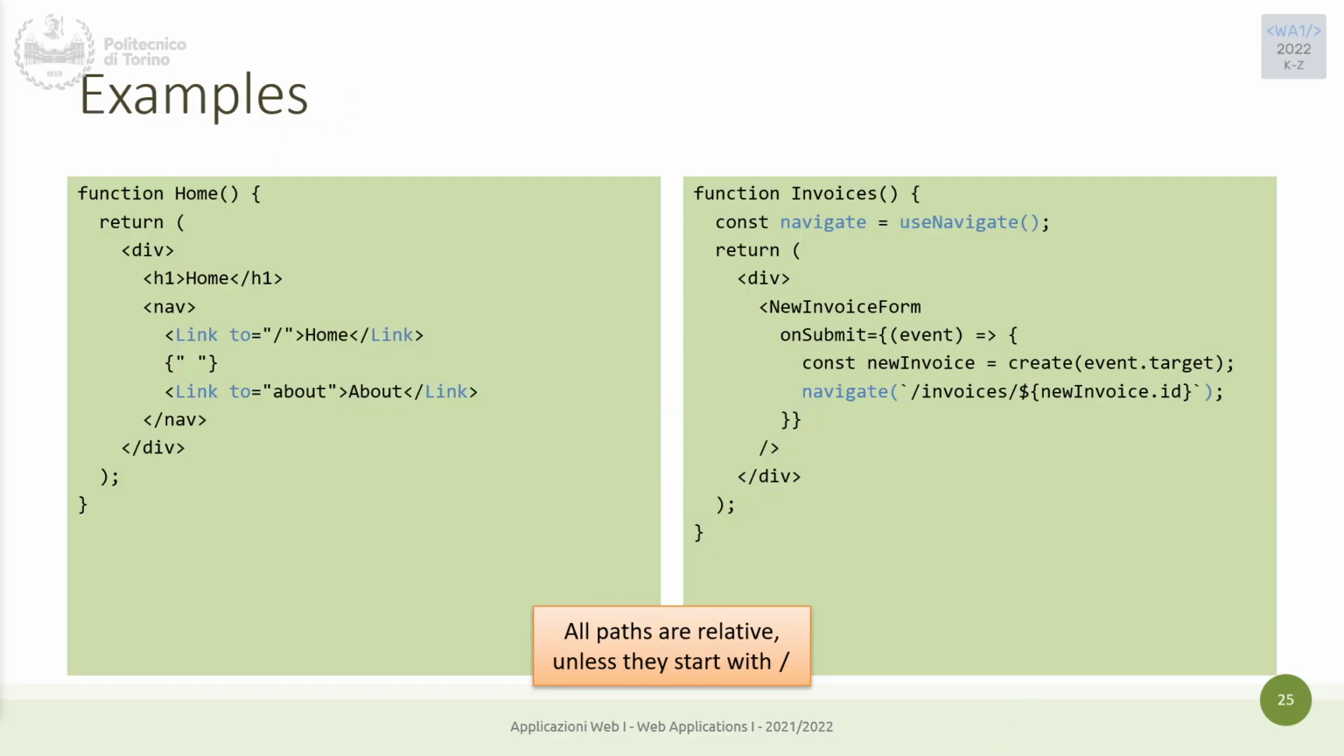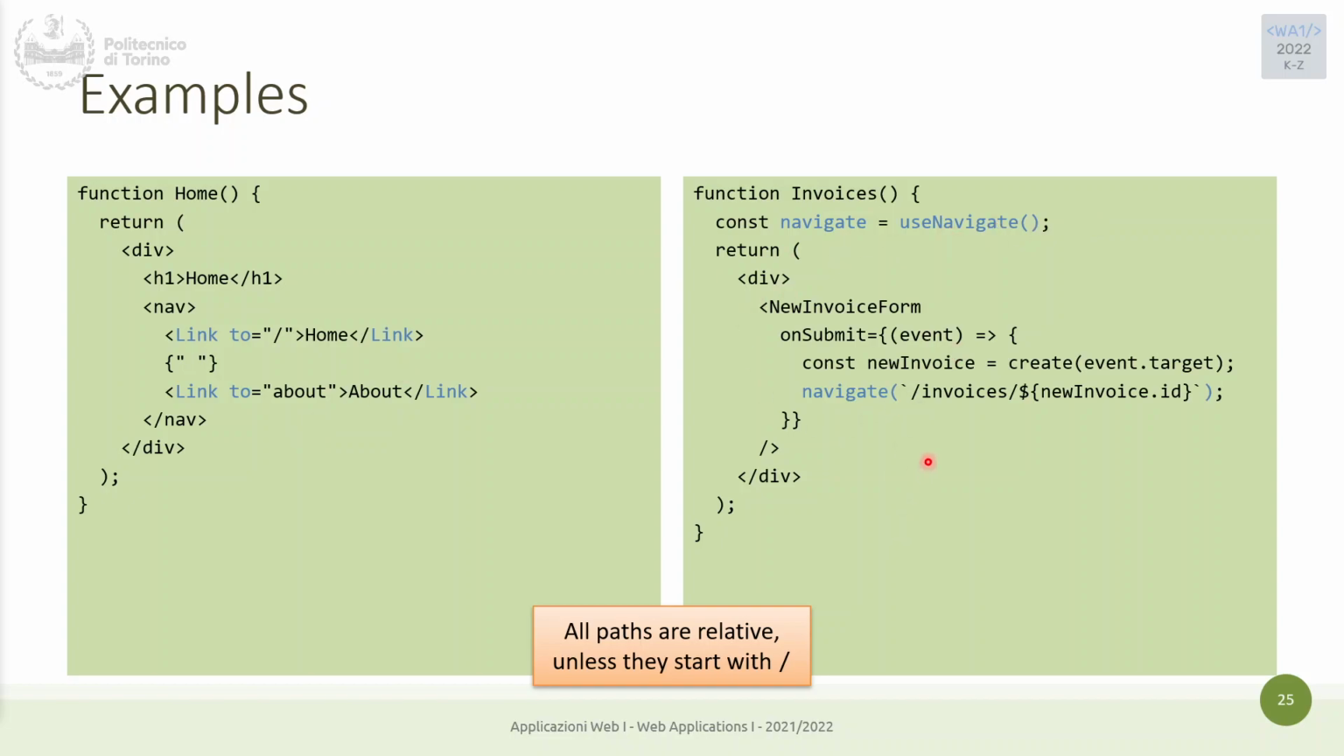So here we have an additional example. All paths are relative unless they start with a slash, as is specified here. In the home component, we have a navigation bar. Inside the navigation bar, we put 2 links. This is just a space to separate the 2 links, so they don't stick to each other. We have the home link that simply brings the user to localhost 3000, and the about link that moves to the about page.